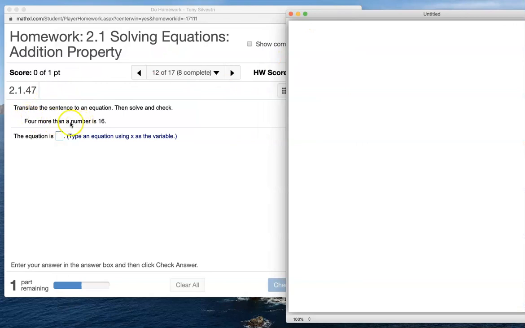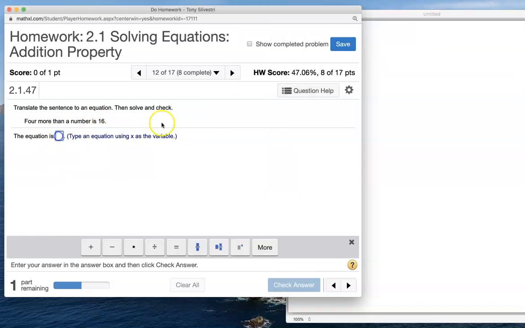4 more than a number is 16. X is my variable, right? I want 4 more than that. X plus 4. That's 4 more than X. So whatever X is, you're adding, it's 4 more. The word "is" is universally the equal sign. Always think of that as equals. Equals 16.